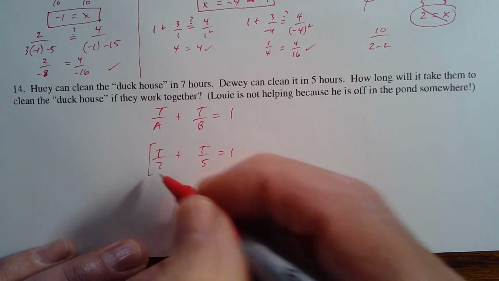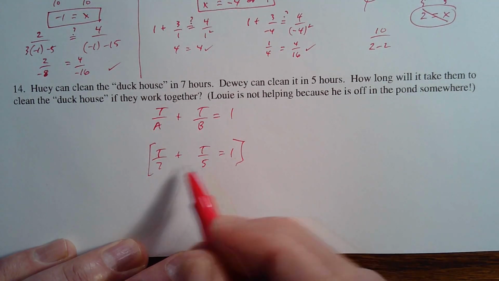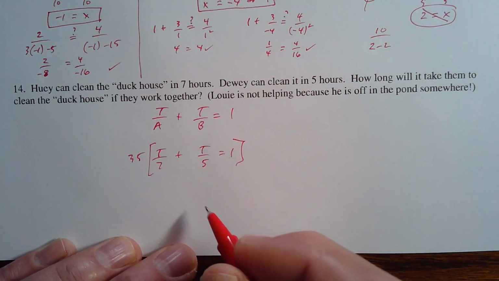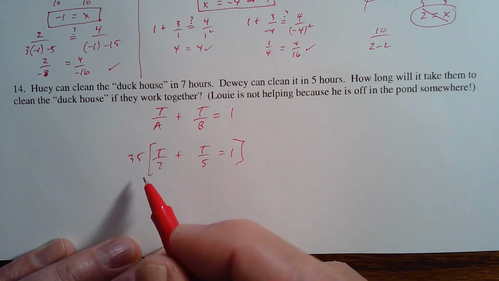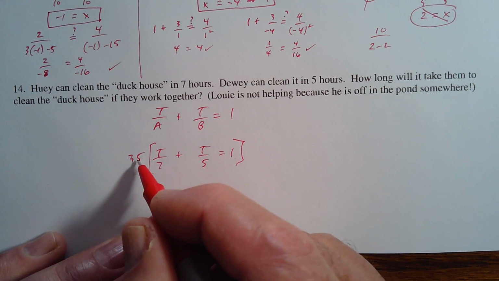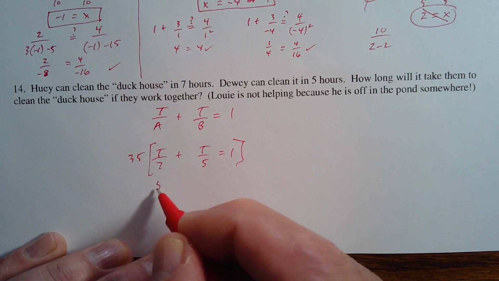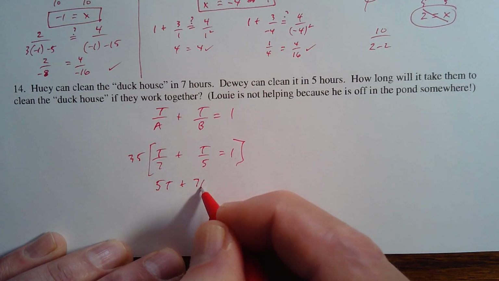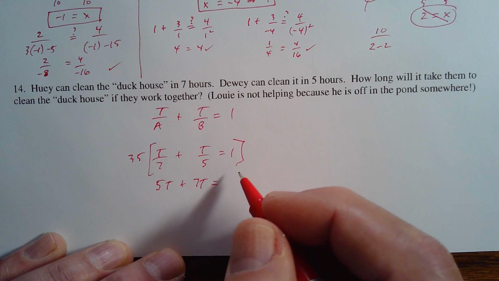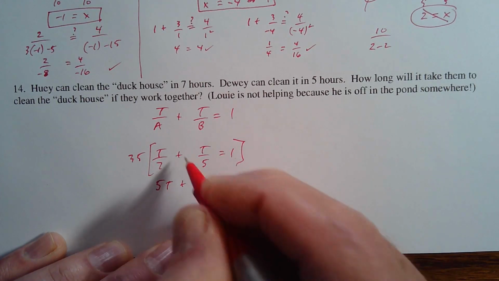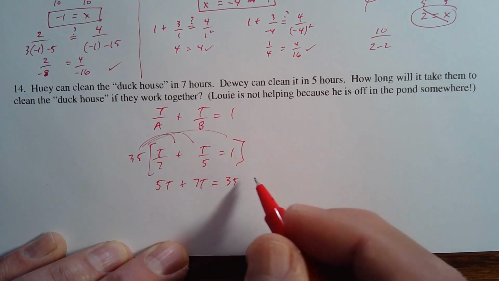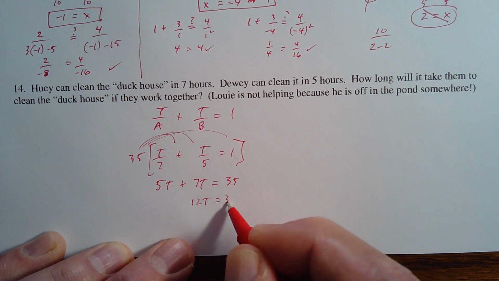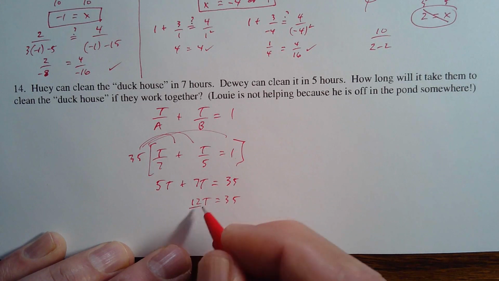And then a quick, you could get common denominator 35 and work it out like that, or multiply everything by 35 and make the fractions disappear right away. So 7 goes into 35 5 times, so I get a 5t. 5 goes into 35 7 times, so I get a 7t, and that equals 35. Don't forget to do it to all three pieces when you do this trick. That gives me a 12t equals 35, and then divide away the 12.